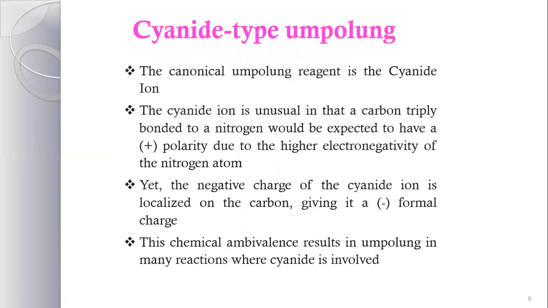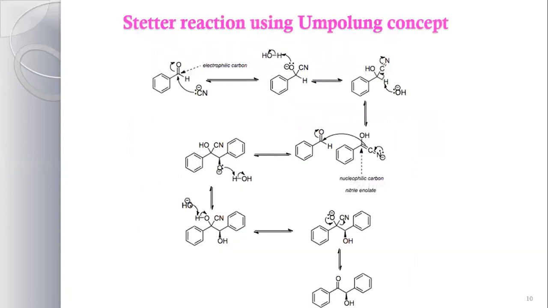Let's give another example, cyanide type Umpolung. The Umpolung reagent is a cyanide ion. The cyanide carbon, triply bonded to a nitrogen, would be expected to have a positive polarity due to the high electronegativity of the nitrogen. Yet the negative charge of the cyanide ion is localized on carbon, giving it a formal negative charge. This ambivalence results in Umpolung reaction. There are many reactions where cyanide is used. Let's have an example.